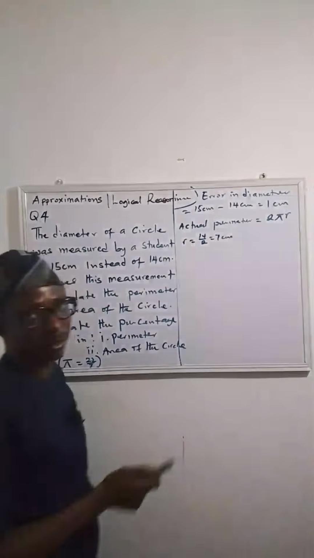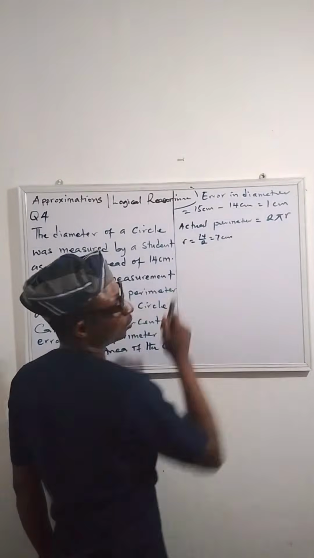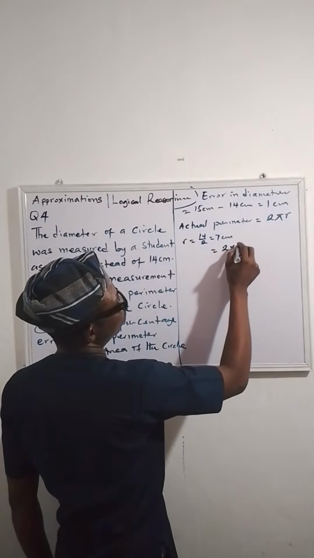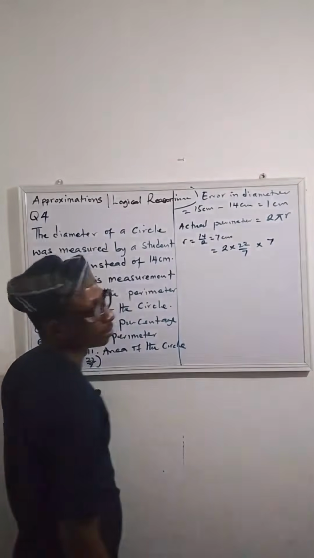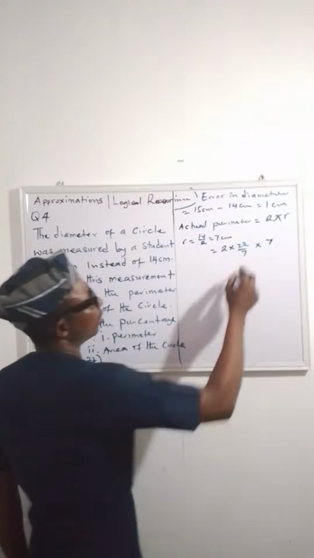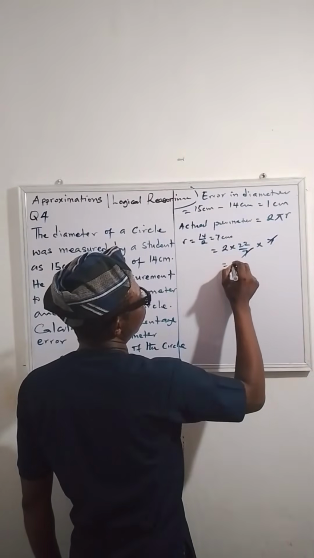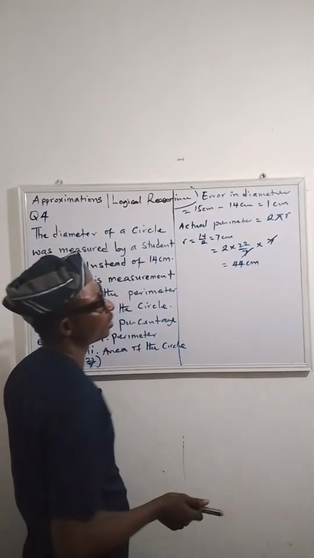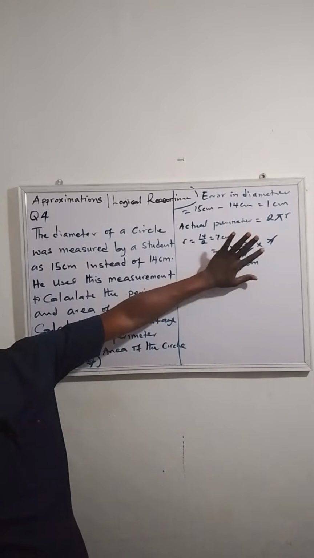So that's the radius. So to get the actual perimeter of the circle, that gives you 2 times 22/7 times 7. All right. So now 7 cancels 7. So we have 44 centimeter. So this is the perimeter of the circle, and this is the actual perimeter.